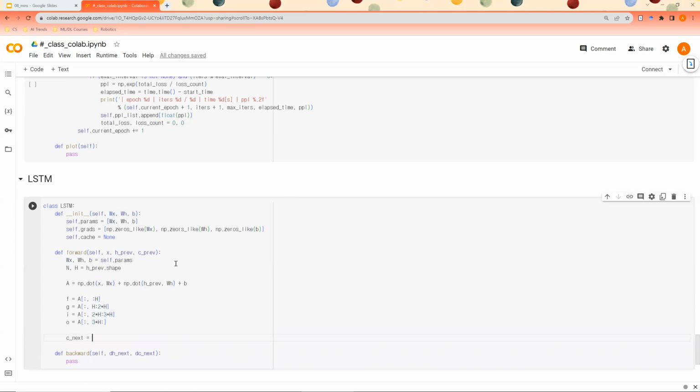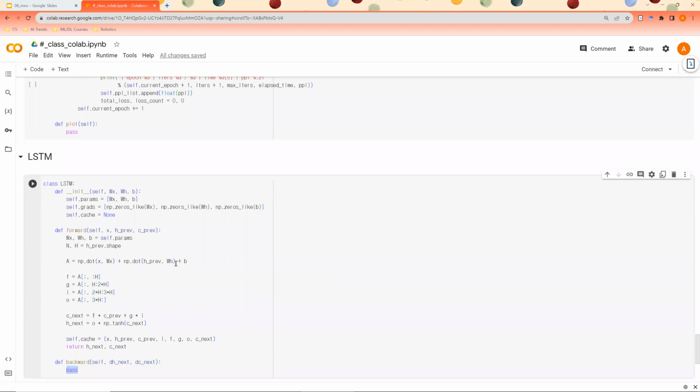Okay, then we calculate the next cell state: F times C prev plus G times I. H next is going to be O times tanh of C next. And for the cache, we're going to store X, H prev, C prev, I, F, G, O, C next. Then we return H next and C next.